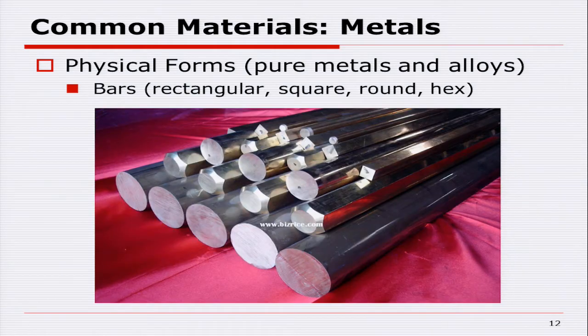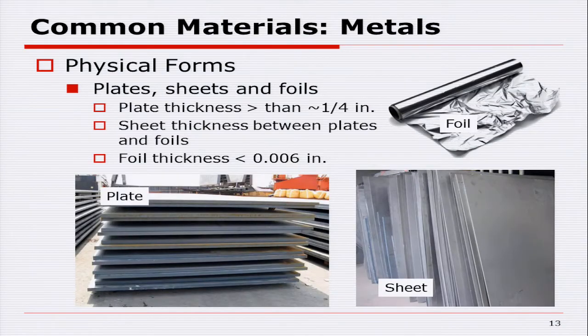We have solid stock, which we call bars. And they can be, again, rectangular, square, round, hex, similar to the shapes we just saw. We have plates, sheets, and foils, and understand that terminology is very specific. Plates are things that typically have a thickness greater than 1/4 inch, and foils, things that are less than 6/1000 of an inch in thickness. And in between there, we have what we call sheets. So if I want something that's 1/8 of an inch thick, I'm calling up for sheet stock.